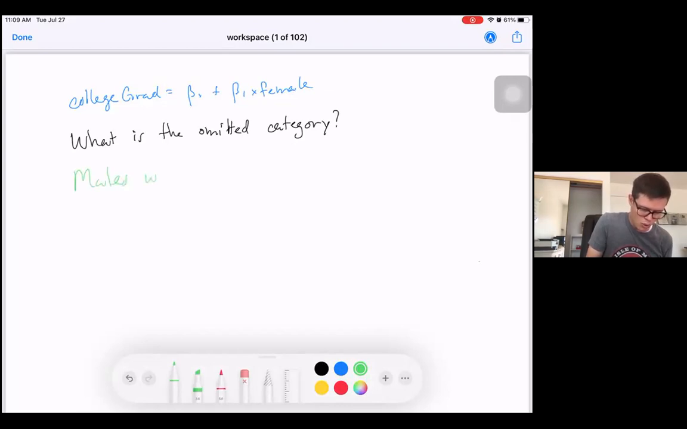Males were omitted. So it's not that they're not in the data. It's not even that they're not included in the regression. It's just that we have a beta for female and we don't have a beta for males. So male is the omitted category. The best decoy was people who didn't graduate, and people who didn't graduate isn't an omitted category.